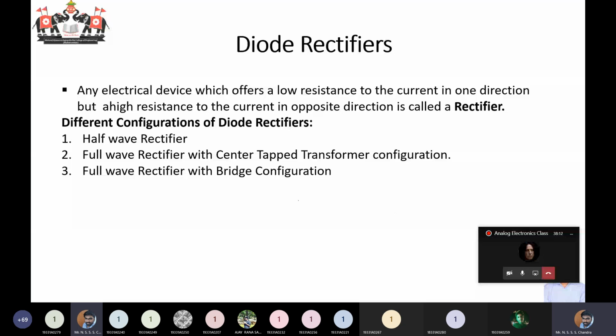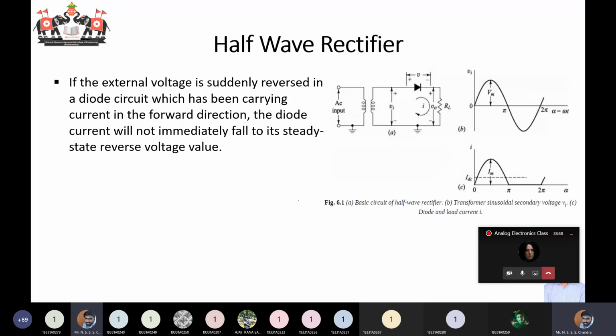There are 3 different configurations of diode rectifiers. The first one is called the half-wave rectifier, in which only half of your supply voltage is going to appear in the output terminals. And then you have the full-wave rectifier. We have 2 different configurations for it. In one configuration, we use a center tap transformer. In another, we use only diodes in a bridge configuration, where they appear as if they are placed in a bridge kind of formation. Today we'll be discussing the half-wave rectifier.